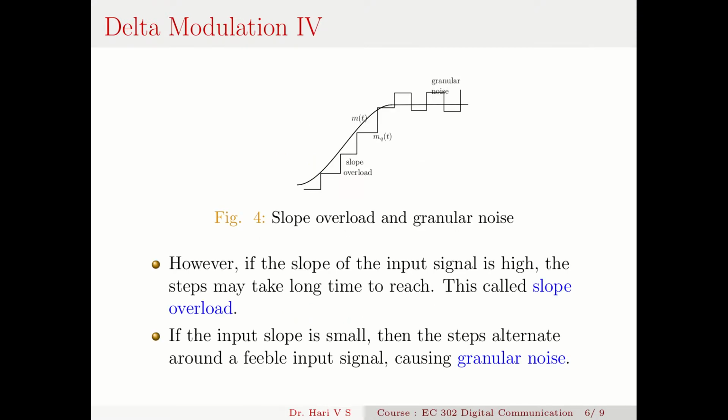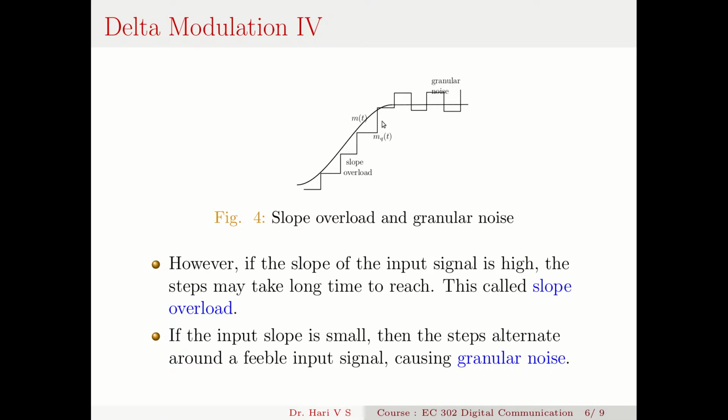Now one problem that can happen in delta modulation is called slope overload. If the slope of the input signal is fairly large, see here the slope of this m(t), the message signal, is very large. So the step is below this, it comes here, it barely touches here. It comes here, it comes here. It takes some time to catch up with the signal m(t). This is called slope overload. This is because the slope of these steps is smaller than the slope of my message signal.